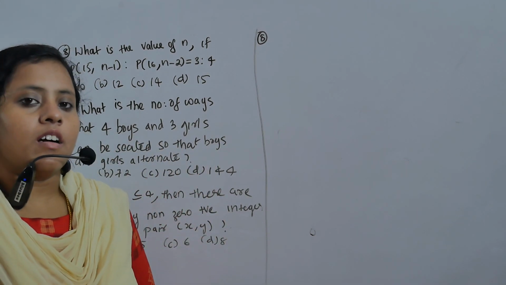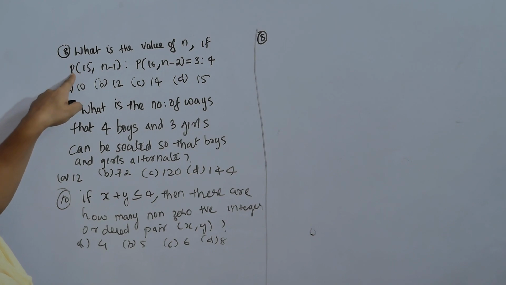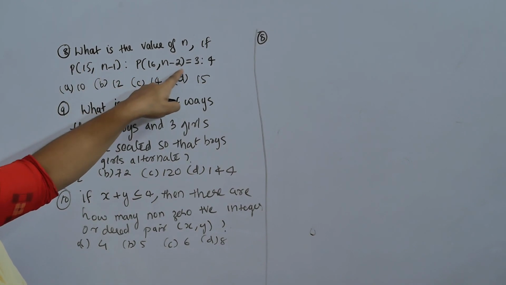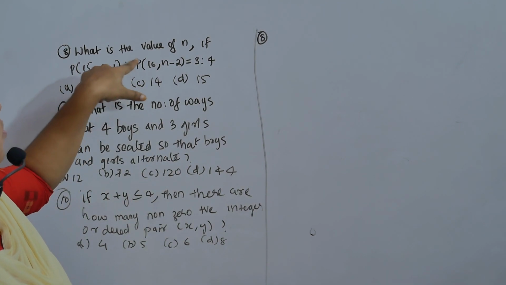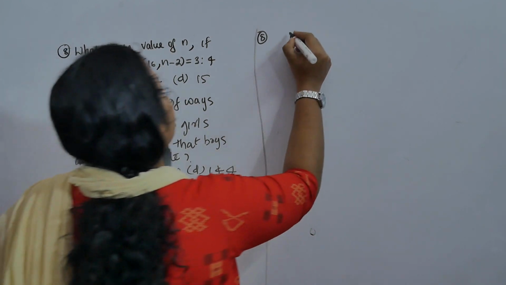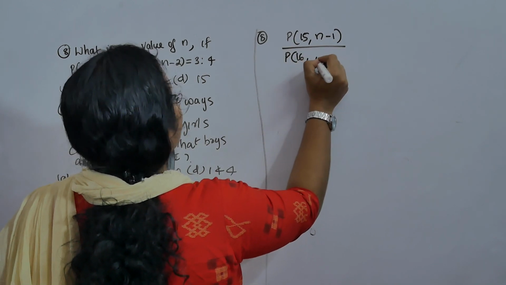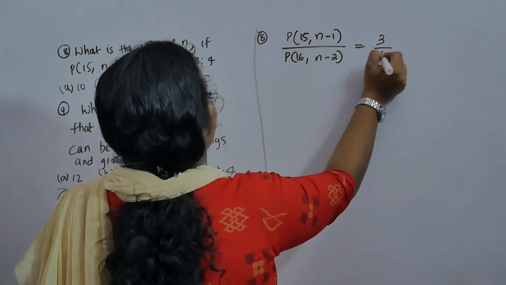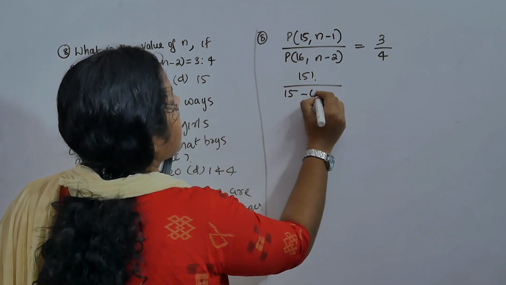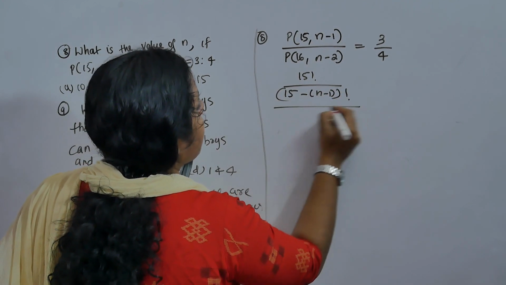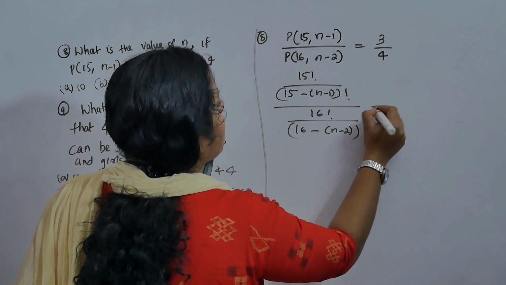So we will see the 8th question. What is the value of n if P(15, n minus 1) to P(16, n minus 2) is 3:4? That is, they are giving the ratio of permutations. So P(15, n minus 1) by P(16, n minus 2) is equal to 3/4. How can we write P? That is 15 factorial by (15 minus n minus 1) factorial, divided by 16 factorial by (16 minus n minus 2) factorial, is equal to 3/4.